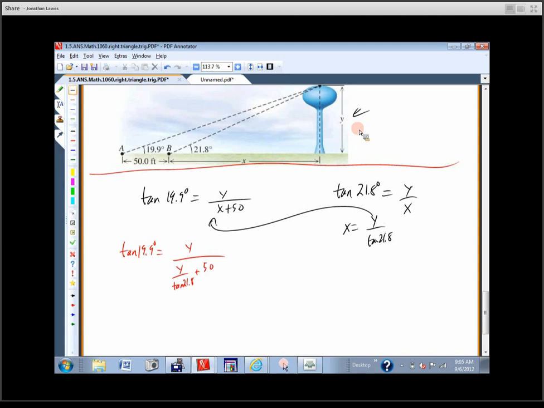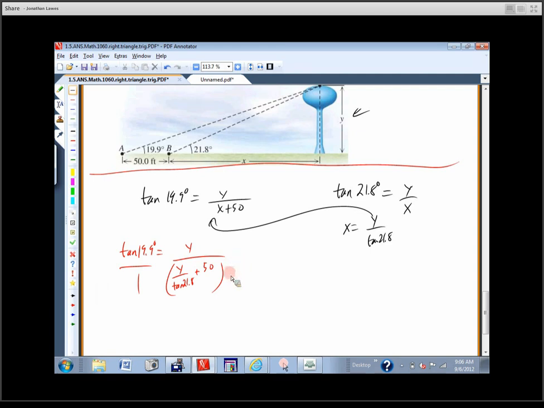So if I were going to solve this one here, that's a bit of a mess. I've got a y up here and a y down here. It's divided by the tangent of 21.8. Any ideas? Would you multiply the denominator to the other side? Sure, I would. Let's take this entire quantity, and you could think of this like a proportion, like cross products. I can multiply these two together and these two together, or you could simply think, I'm going to multiply both sides by y over tangent 21.8 plus 50. Okay?